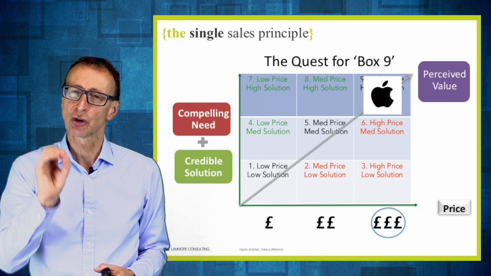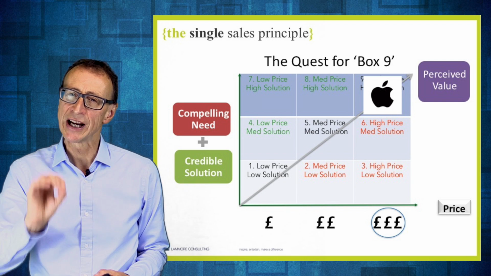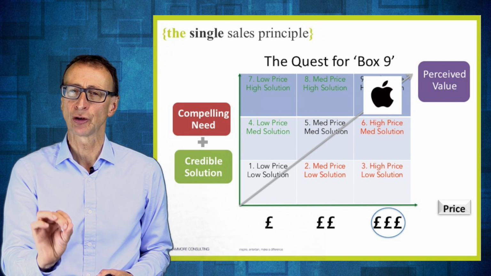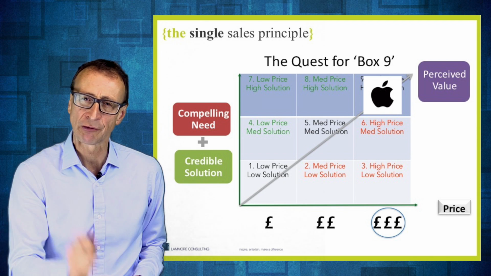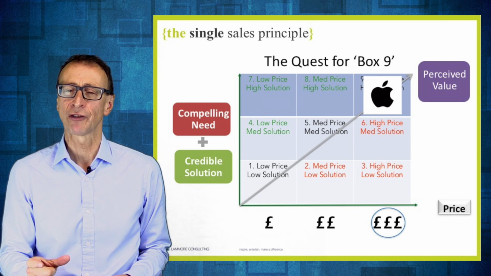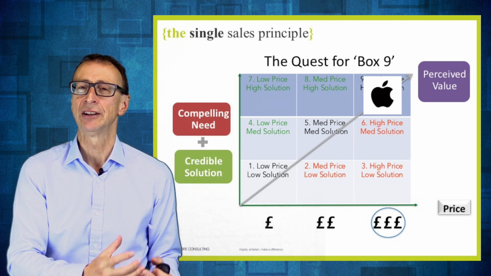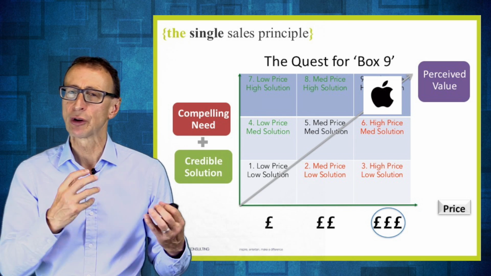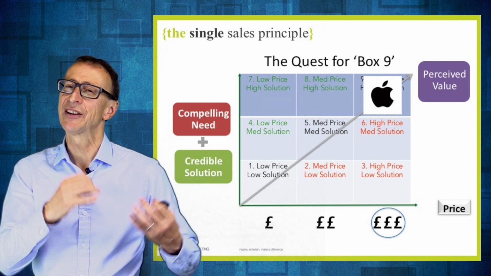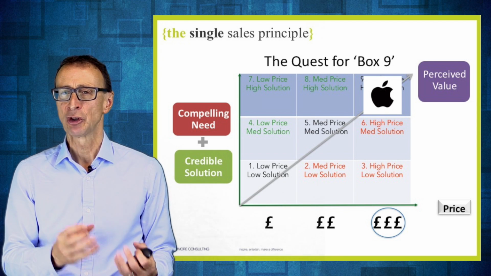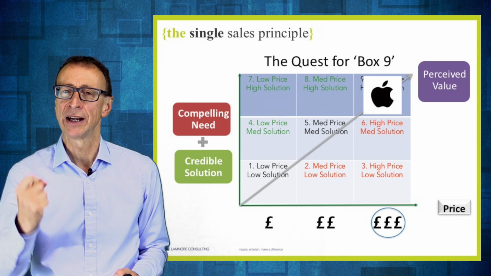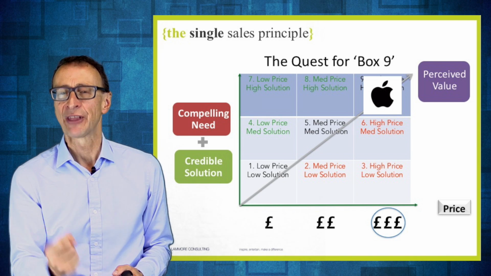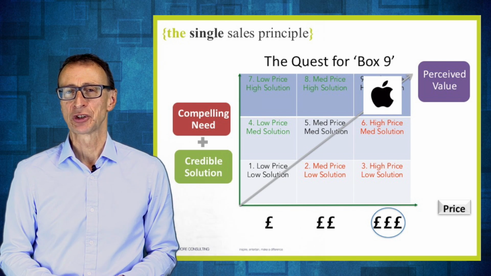So that's what you've got to try and do in your business. You've got to raise your credible solution, understand your positioning, understand how you differentiate yourself, understand the value that you give. But that's only half the battle. Create the need with the customer, the rational and the emotional, the articulated and the unarticulated needs. You need to challenge your customer. You need to explain exactly why they need to buy from you. And that way you can get into box 9.